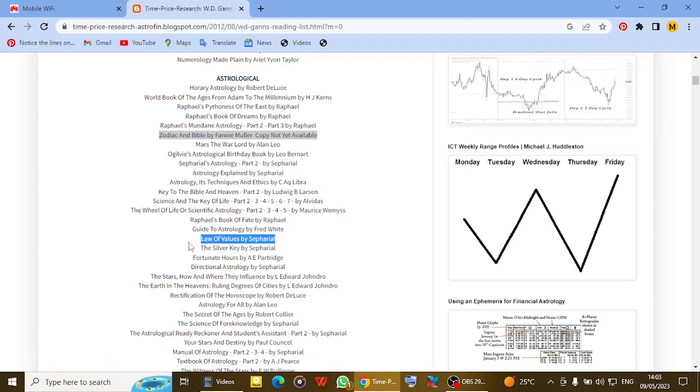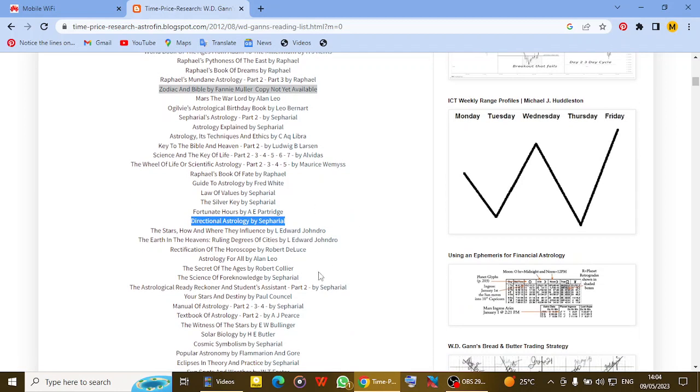There is the Law of Values, you have to read it. The Silver Key, you have to read it. The Directional Astrology, you must read it. There is the Science of Foreknowledge. This is the best actually when it comes to markets.